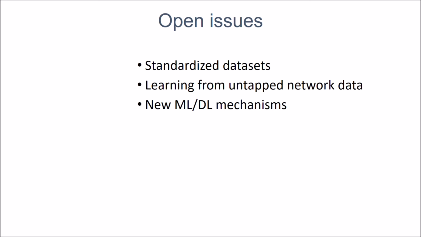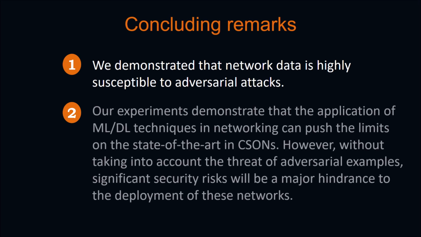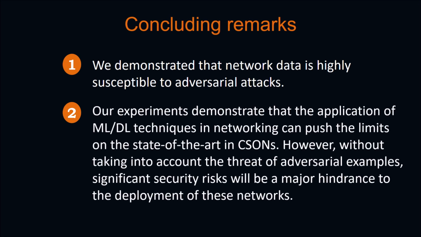And we also need to come up with different ML and DL mechanisms to improve. We need to come up with new models specified for these network data. So this is also a very important research area. Finally, the concluding remarks. So we have demonstrated that network data is highly susceptible to adversarial attacks, and we have also highlighted that without taking into account the adversarial threat, the use of ML and DL will cause a significant security risk, and this is the major hindrance in the deployment of these networks.